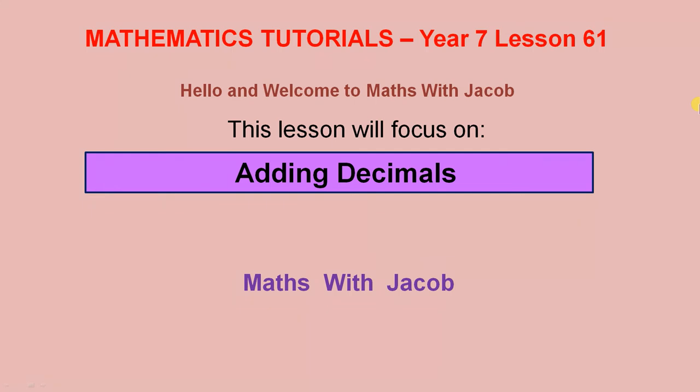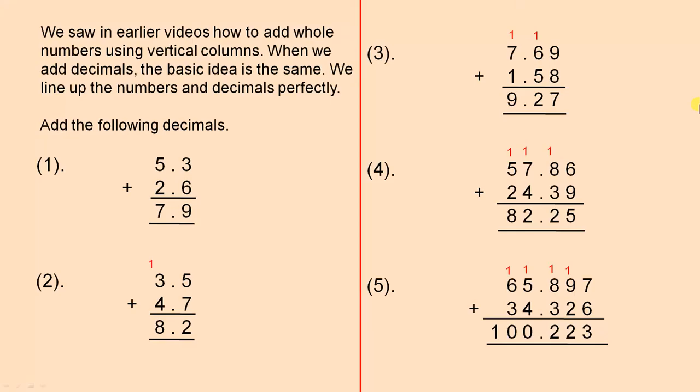This lesson will focus on adding decimals. We saw in earlier videos how to add whole numbers using vertical columns. When we add decimals, the basic idea is the same. We line up the numbers and decimals perfectly. Add the following decimals. So let's see some examples.